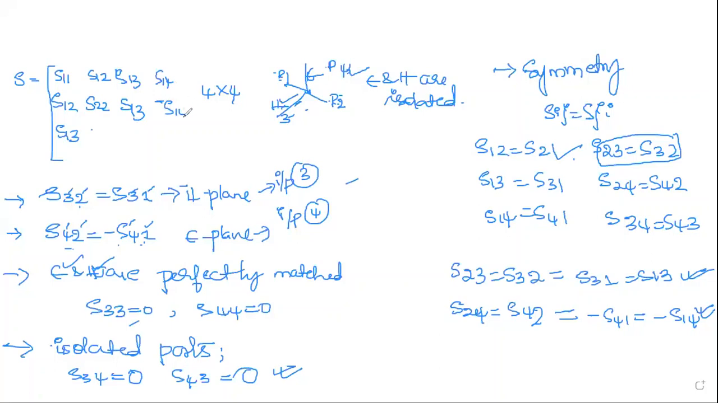The last one we have to consider. The next term is S31. What about S32? This will be S13. This is S33, you can take it as 0 because it is perfectly matched. What about S34? 0 again. You can apply this isolated port, that will be 0. This is again S14. What about S42? It is minus S14. This is again 0. 0 and 0, yes, ma'am.